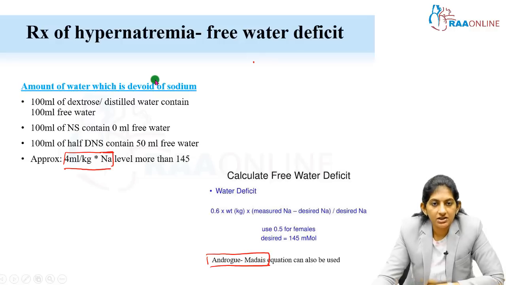And yeah, which is free water here? NS does not contain free water at all, so it contains 0 ml of free water. What about half DNS? It contains around 50 ml of free water because the NS will be half, normal saline will be N by 2 over here. And dextrose or distilled water will contain 100 ml of free water.